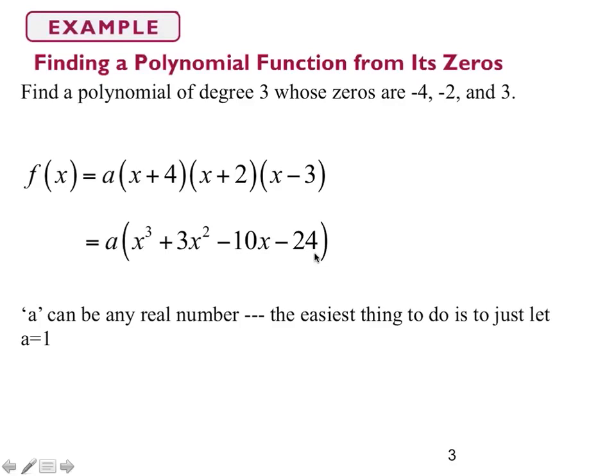One thing I want to point out before we move on is how you could check this to make sure it's right. With this first form, there's not a lot of checking to do, because if you plug -4 in, you know it's 0. If you plug -2 in, you know it's 0. If you plug 3 in, you know it's 0.